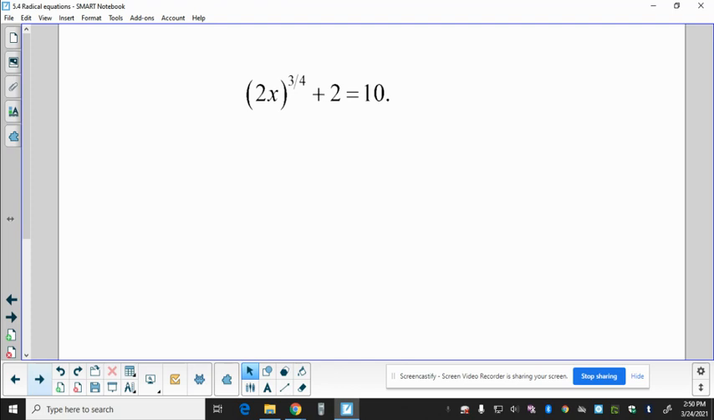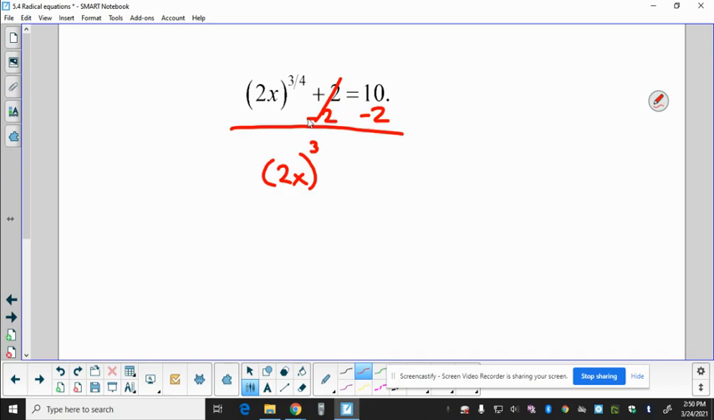Now, how about this? What if an equation is presented with a rational exponent? I'm telling you, it's the same steps. Start with this. Now, the question is, how do you get rid of the 3/4? Watch this. Raise it to the 4/3. Raise this to the 4/3. So when you multiply these exponents, they cancel out.